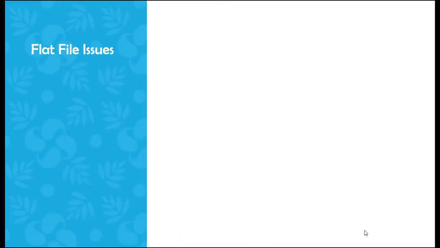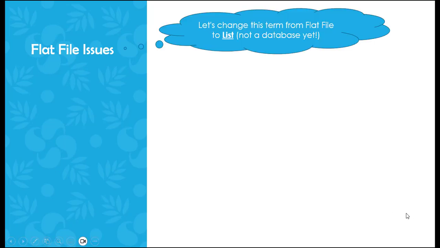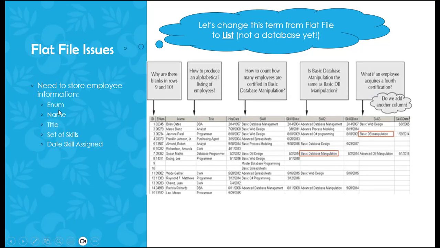So besides structural dependence issues, let's discuss some other issues you might have with a flat file. But I'm going to change the name of this. Let's call it a list instead. Not a database yet. We'll get to that. We have some data here with these fields: an employee number, name, title, hire date, set of skills, and when they were acquired.